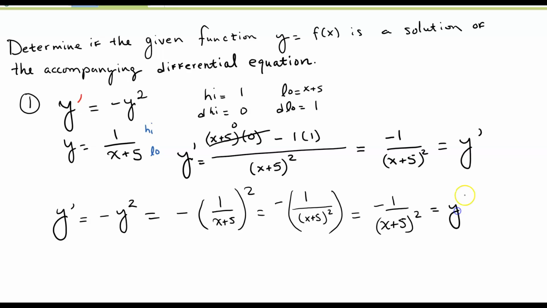So our final result is that negative 1 over x plus 5 quantity squared is indeed y prime. Because these two statements match, the question is, is y a solution of the differential equation? And the answer is yes. Why? Because they match. So it is a solution. We're going to go ahead and take a look at another example.